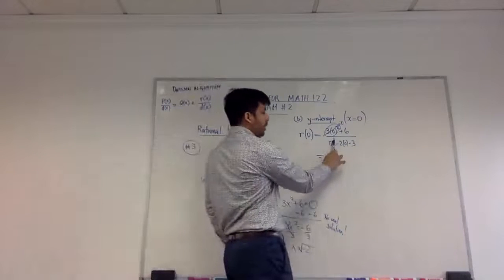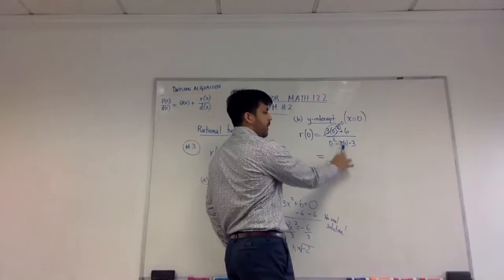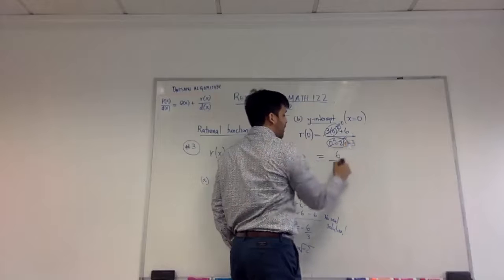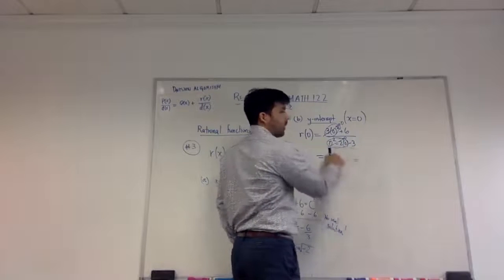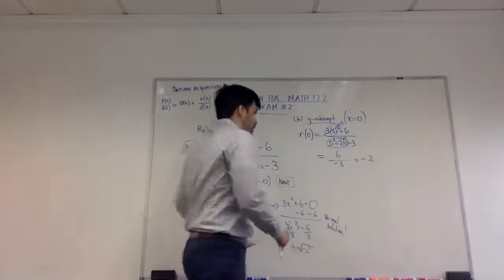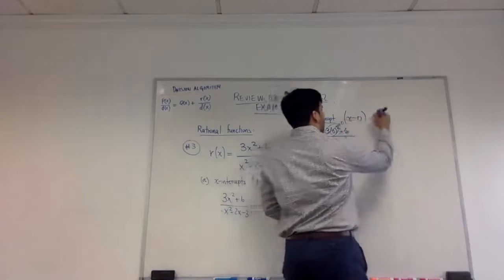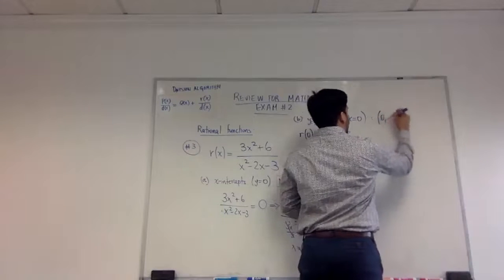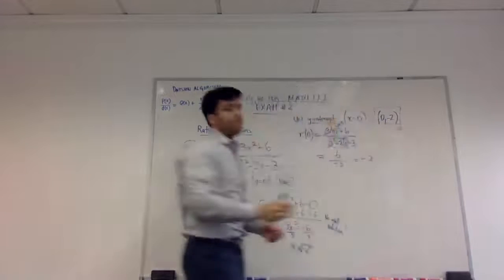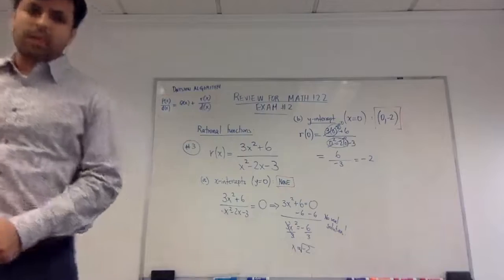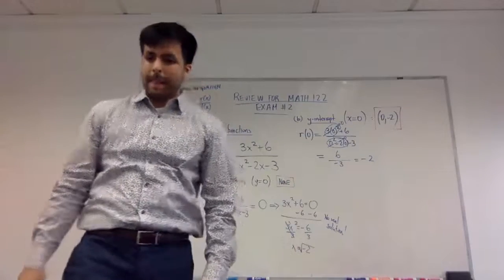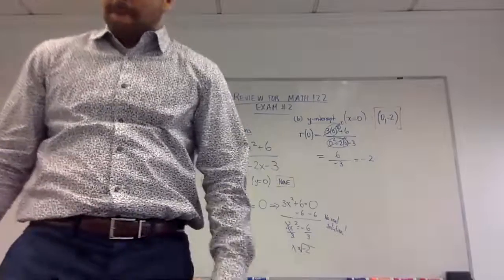0 squared is 0. Minus 2 times 0 is 0. 0 minus 0 is 0. So all of this guy here becomes 0. And I'm left with a minus 3. So 6 divided by negative 3 is negative 2. So what's my y-intercept? 0, comma, negative 2. So that's my y-intercept. I found it. All I had to do was plug in 0 for x and evaluate.